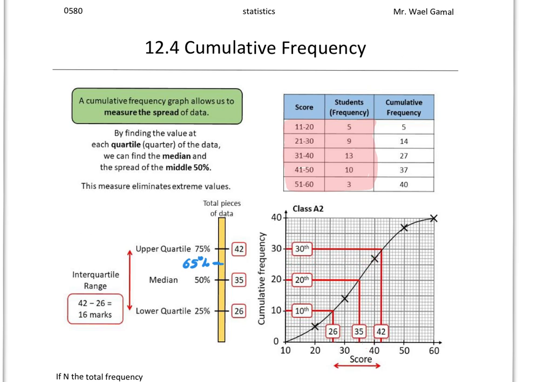So you can find any percentile, not 25% and 50% and 75% only. You can find any percent. For example, you can find 30%. Multiply 30% or 30 percentile by the total frequency, then draw a horizontal line and vertical line to find 30 percentile.